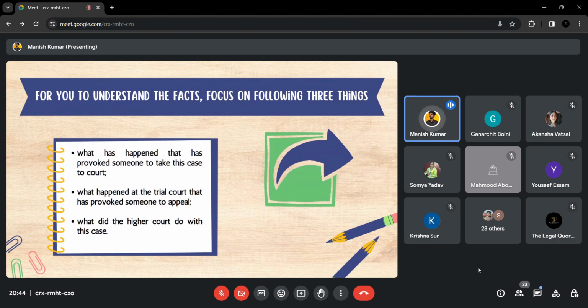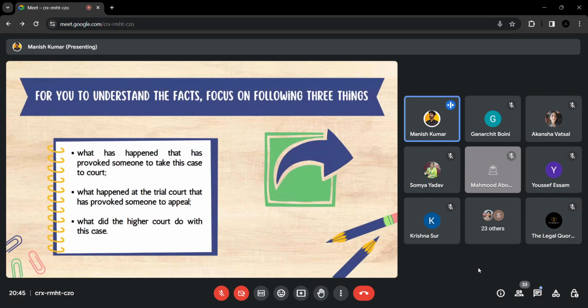In any case, there must be a cause of action. There must be some happening which led the party to go to the court. So you need to understand firstly what was the reason due to which the party was compelled to go to the court and take a suit.